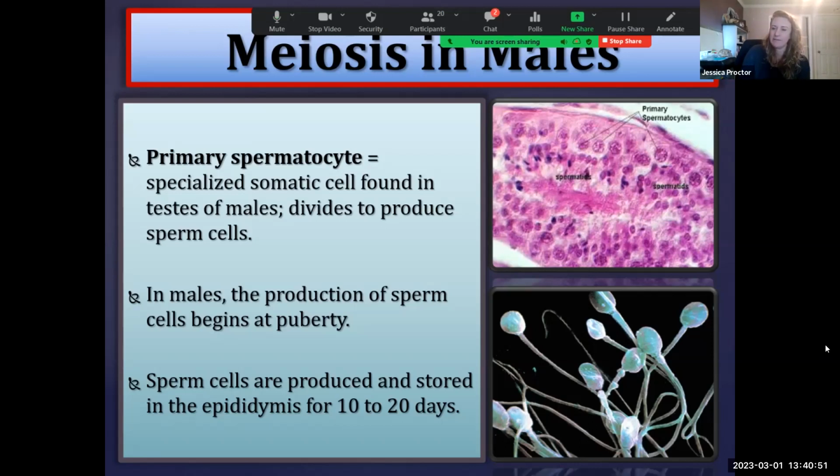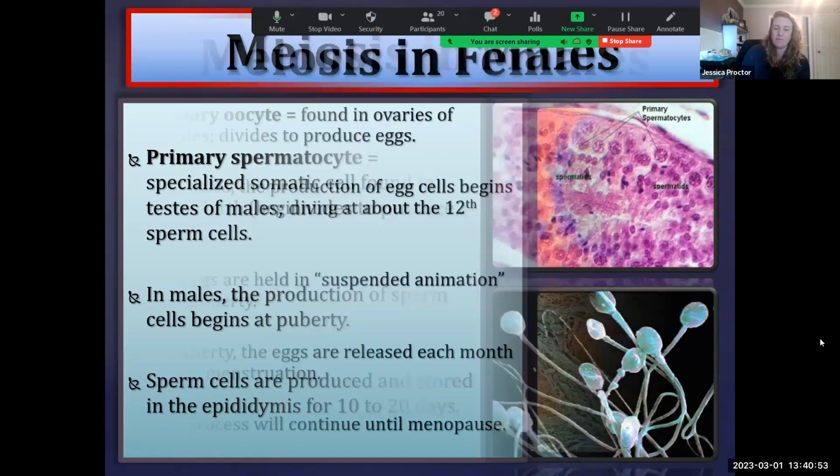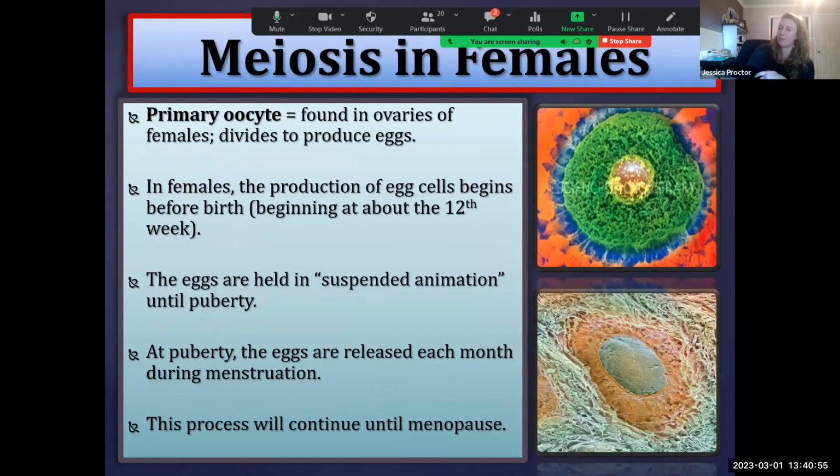So it's a little bit different for females. For females, similar to the primary spermatocyte, we also have a specialized somatic cell that's found in our gonads, found in the ovaries. It's called the primary oocyte. So the primary oocyte is a specialized somatic cell found in the ovaries of females that will divide to produce genetically unique egg cells or ova.